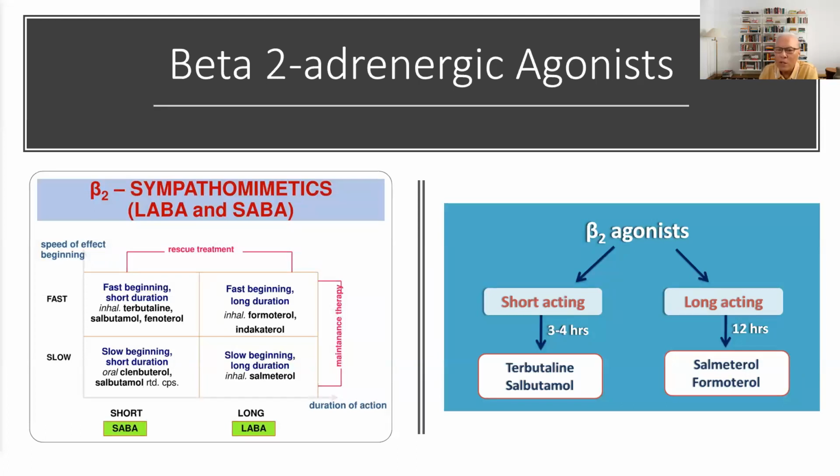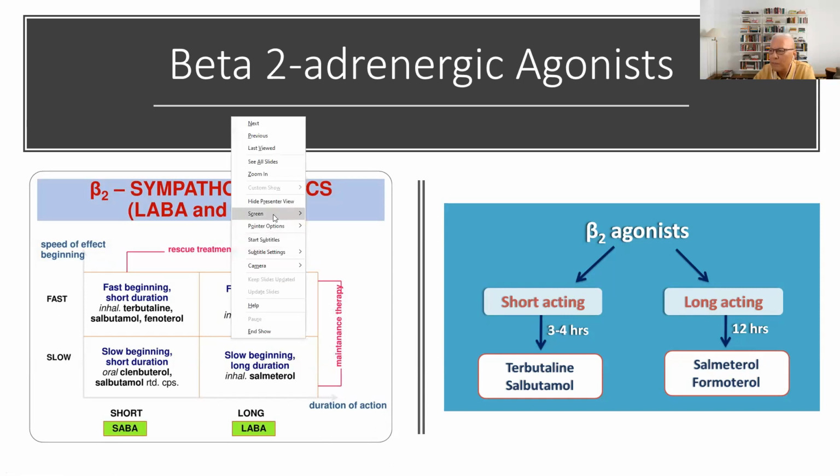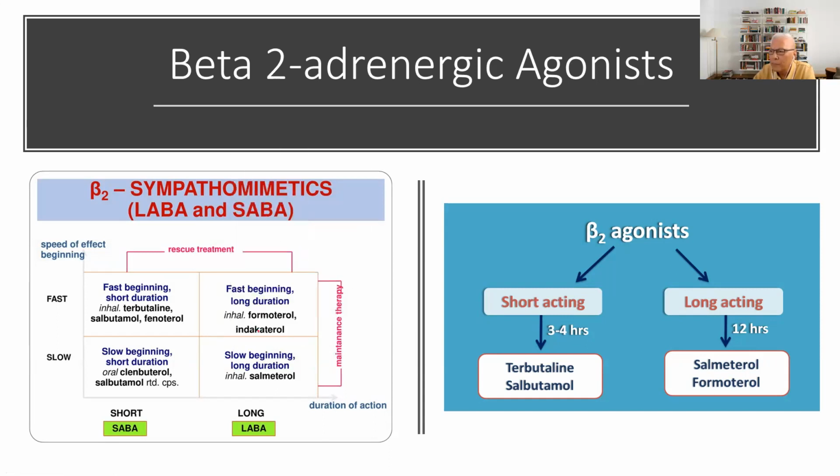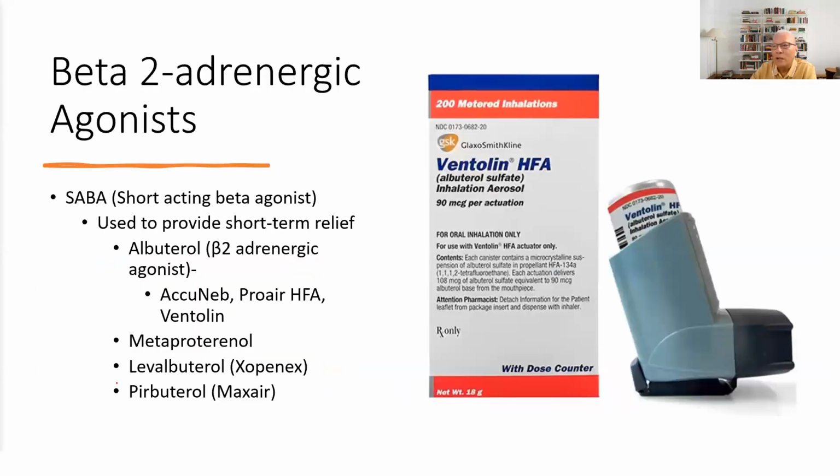Nowadays, there's also what is known as an ultra-LABA, and they're not used much because this is new. This is usually going to be a once-a-day treatment, and the drug is indacaterol, this one right here. It's an ultra long-acting beta agonist. Okay. All right.